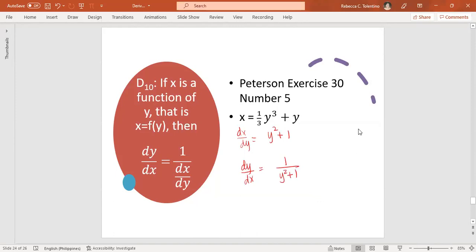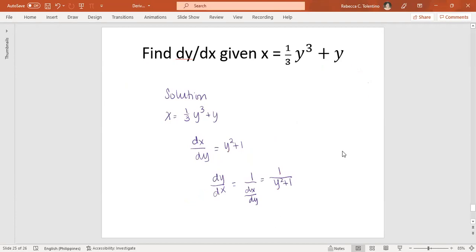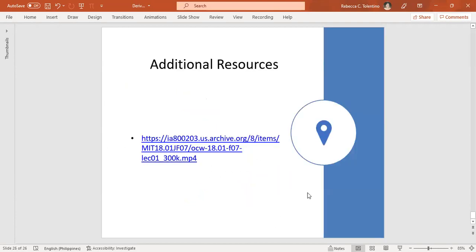Okay. So that ends all the basic formulas for differentiation. These are additional resources which I hope you will visit for additional examples on differentiation.